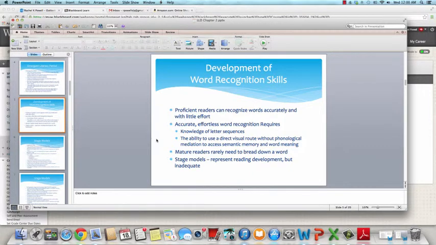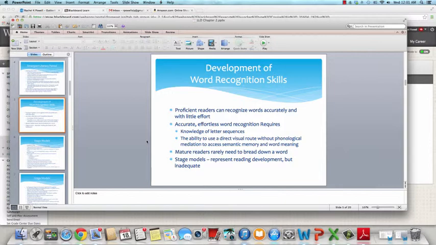In other words, you don't sound out letter by letter, sound by sound. You automatically go to it when you see the word "ability." You know that "ability" says "ability" without going through the sounds. But you have to start at the knowledge of letter sequences. That's your starting point, for the beginning. And then you move into the direct visual route without the phonological mediation.